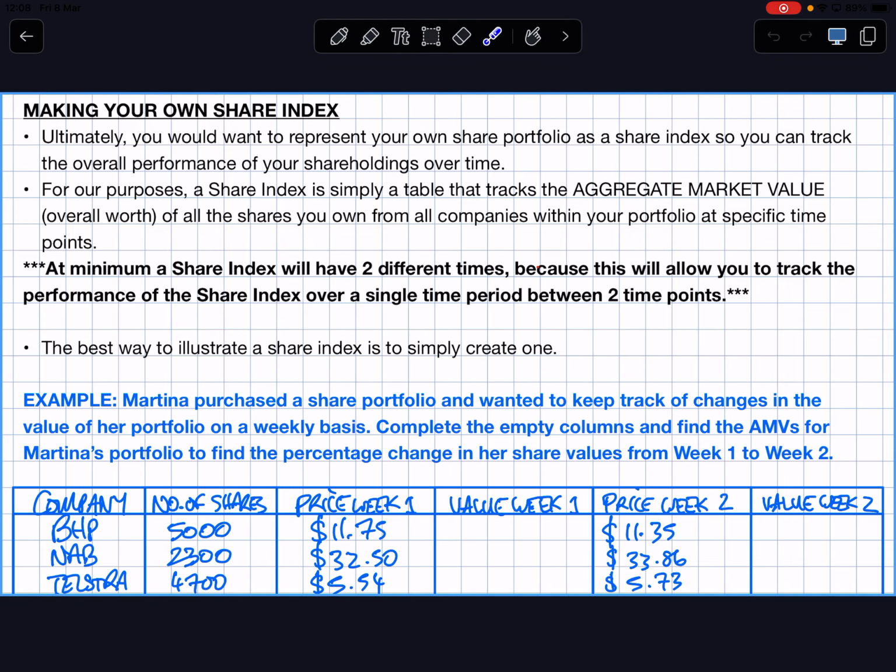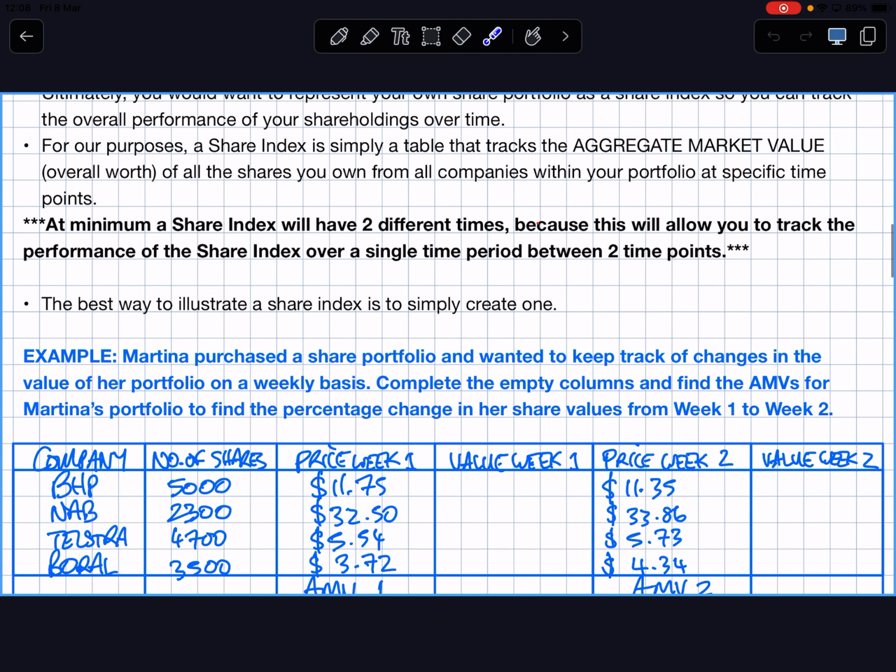For our purposes, a share index is just a table that tracks the aggregate market value. What does aggregate mean? If I aggregate all the Legos on the ground, that means I'm gathering them together and putting them somewhere. So what does aggregate mean here? Put all the market values together, of all the shares you own from all companies at a specific time point.